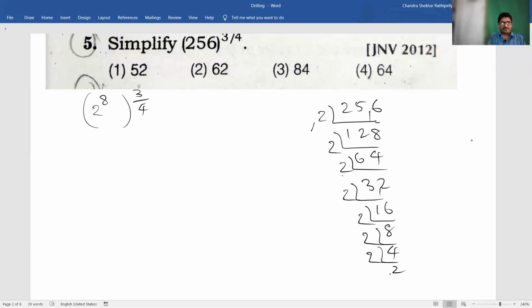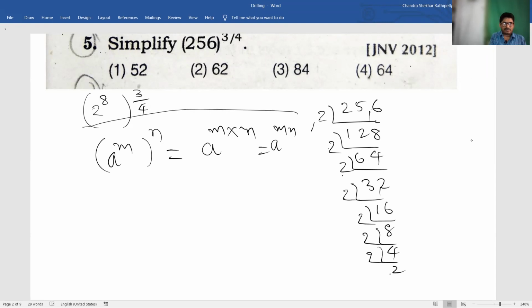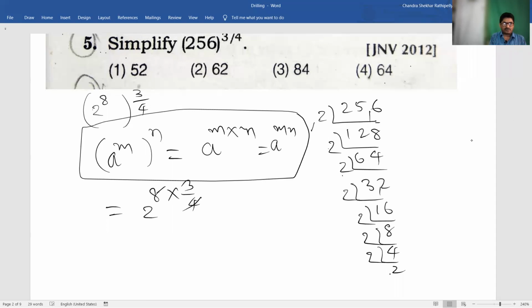Here we have to know one formula, children. That is a to the power of m, whole to the power of n, is equal to a to the power of mn. So this is the formula. If there is a power whole to the power, we can multiply like this. That is 2 power 8 into 3 by 4. 4 ones are 4, 4 twos are 8, 2 threes are 6. 2 to the power of 6.